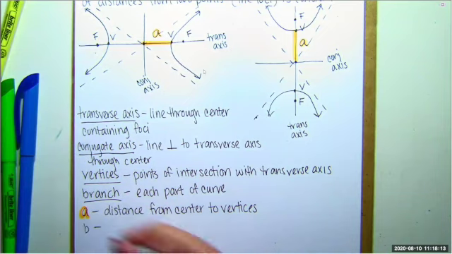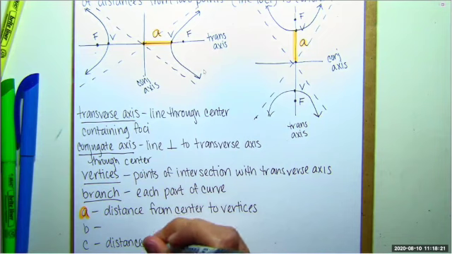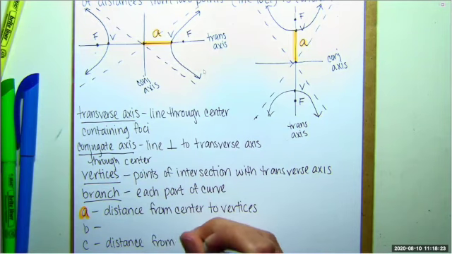B, let's come back to that in just a second. C is going to be the same as we had with our ellipse. C is our distance from our center to our foci.